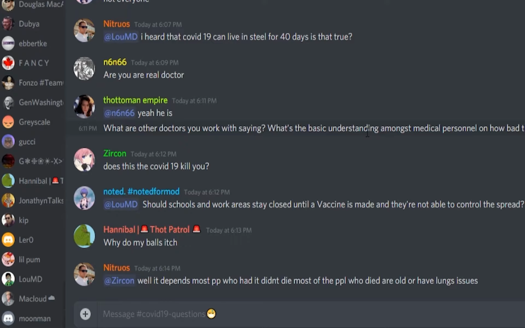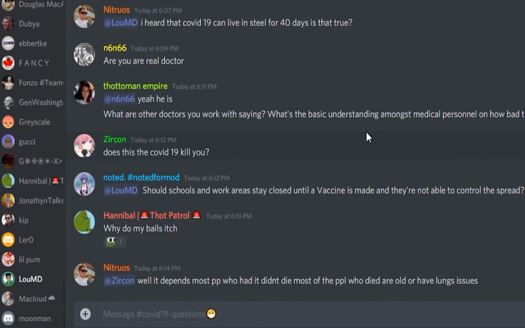Let's see. Okay, the next thing I was going to talk about is that it can live on surfaces from about 6 hours to maybe 3 days in optimum conditions indoors. It's an envelope virus, so it's not as big of an issue outdoors. Like I said, enveloped viruses are more susceptible to the environment because the envelope is easier to lyse.